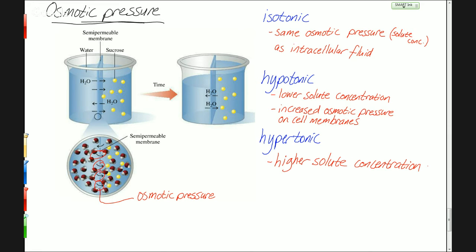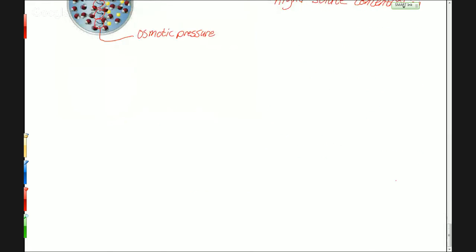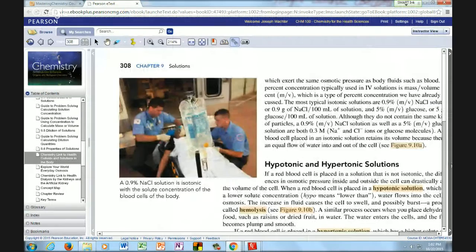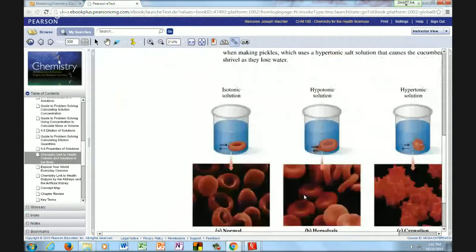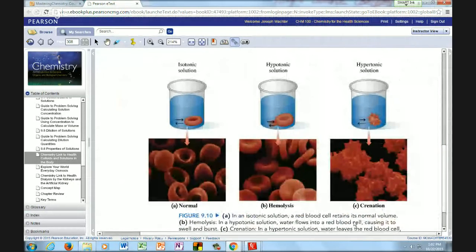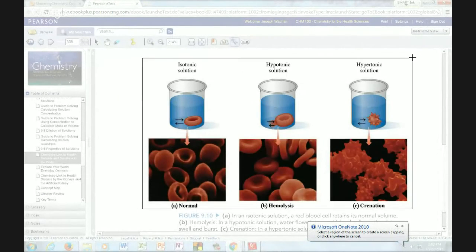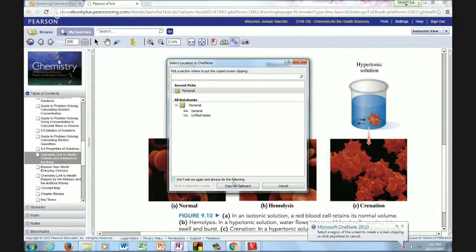All right, so there's a neat picture in the book that kind of summarizes all this. Right here. And it also talks about what happens to the blood cells when they're in these environments.